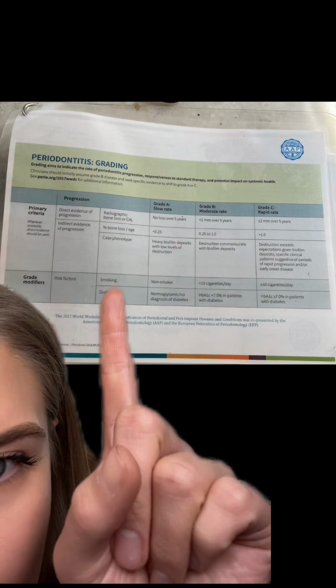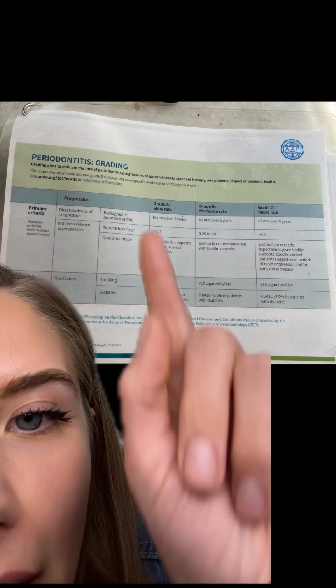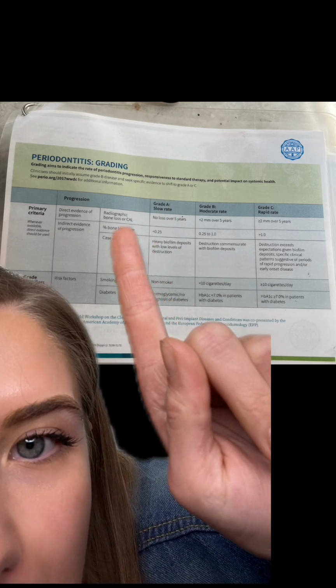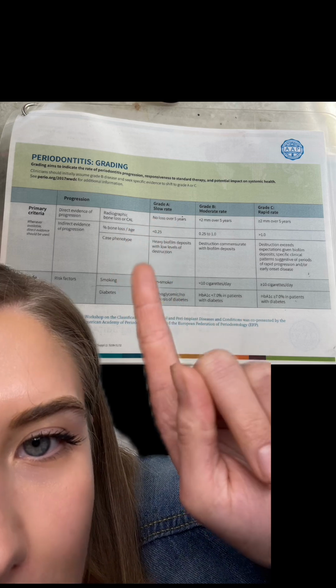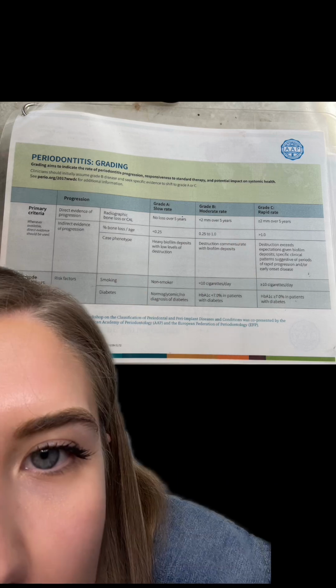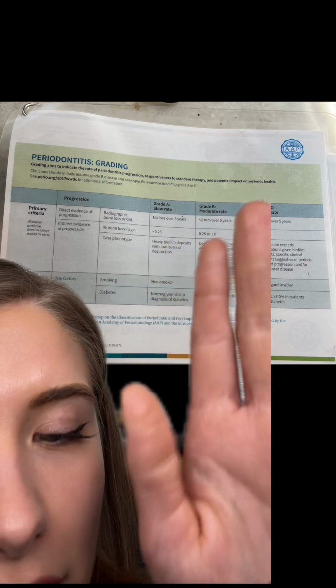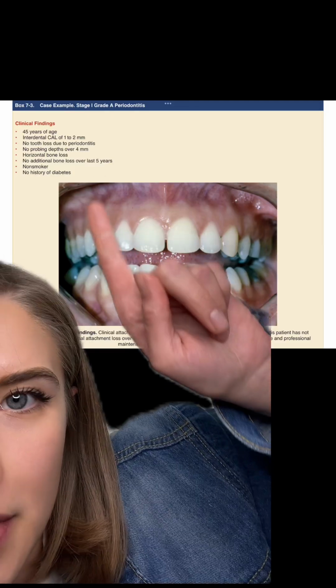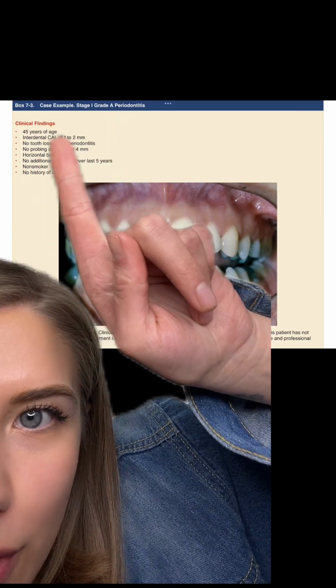Now we're on to grading. The big things here are smoking and diabetes, and then the amount of time that they've had the radiographic bone loss, their age, and depending on the biofilm. Grade A, there's not a lot of loss over the past 5 years. Here's an example of a grade A. This person is 45 years old.